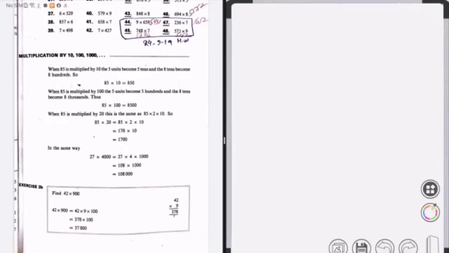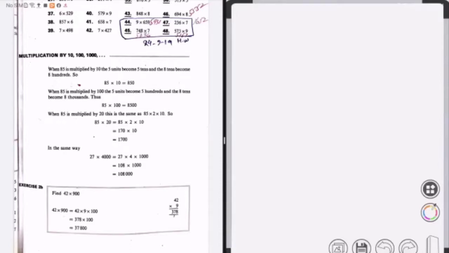This is lesson 2 of week 3, mathematics grade 6. So this lesson is about 2B exercise and the topic is multiplication by 10, 100 and 1000.